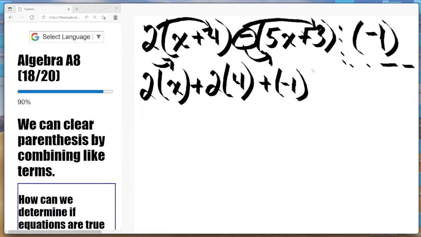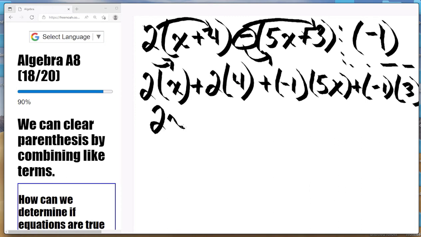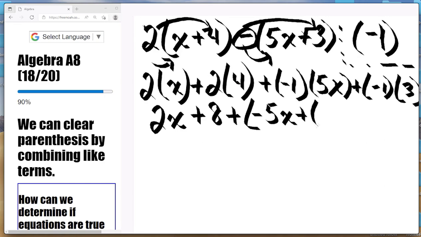Now let's distribute the negative 1 there. Negative 1 times 5x plus negative 1 times 3. Perfect. Notice how this subtraction sign in the middle of the first grouping has been changed to a positive. So let's go ahead and try to simplify. 2x plus 2 times 4, which gives us 8, plus negative 5x, because negative 1 times 5x gives us a negative 5x. And then we have negative 1 times 3 giving us a negative 3. Perfect. There we go. That's the next regrouping there.